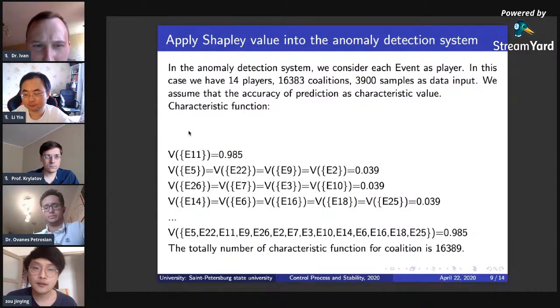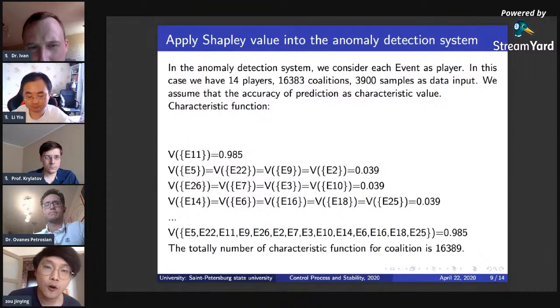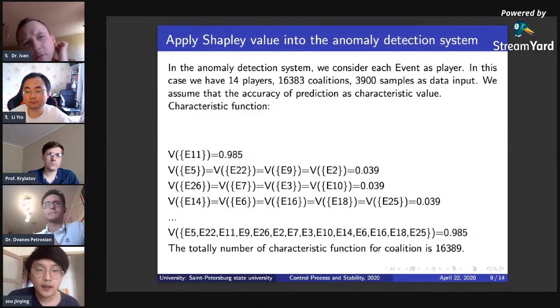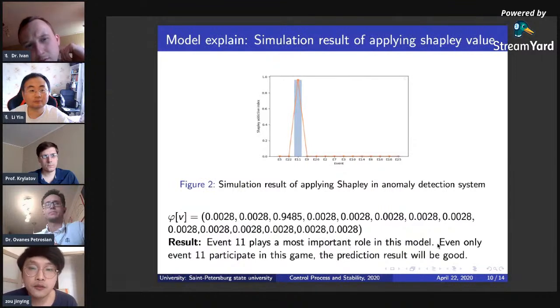We calculate it this way. From all the coalitions, we go step by step, one by one. For example, here we consider that in the game only event 11 participates. Then we only put in the data of event 11, and we get the total prediction result. We consider this accuracy as the characteristic value. And here is our simulation result.